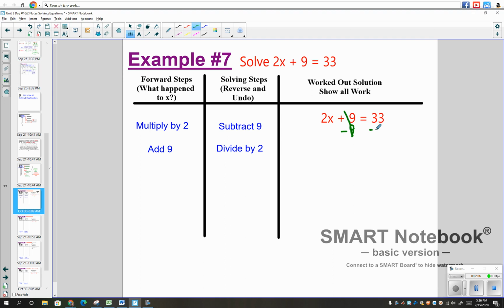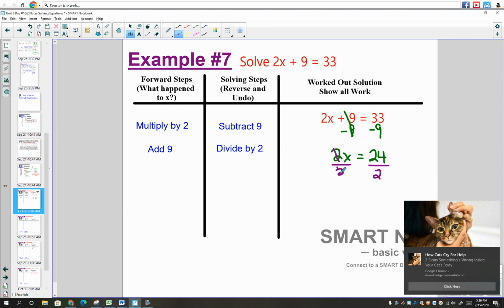They'll cancel on the left, leaves me with just 2x on the left side of my equation equals 33 minus 9 is 24. So I've already subtracted 9. What do I do next? I'm going to divide by 2 because I do the opposite of multiplying by 2. So I'm going to divide both sides by 2.